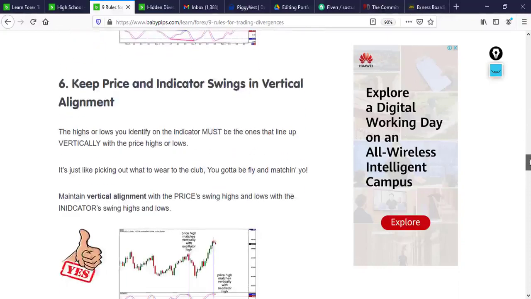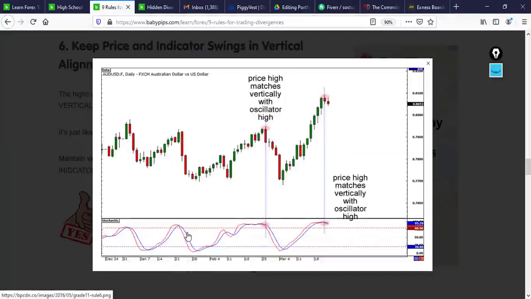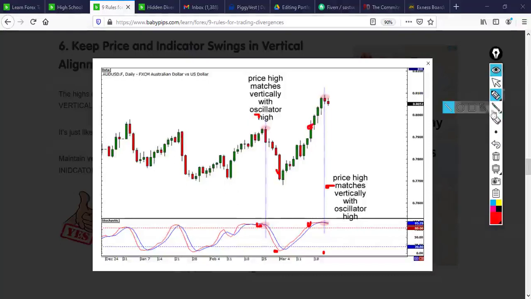Now keep price and indicator swings in vertical alignment. The highs or lows you identify on the indicator must be the ones that line up vertically with the price highs or lows. Don't just pick anything. Maintain a vertical alignment with the price swing highs and lows, with the indicator swing highs and swing lows. Here is what we're talking about. Maintain the same vertical alignments. Okay, like this.